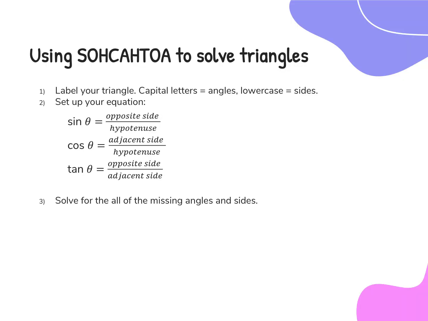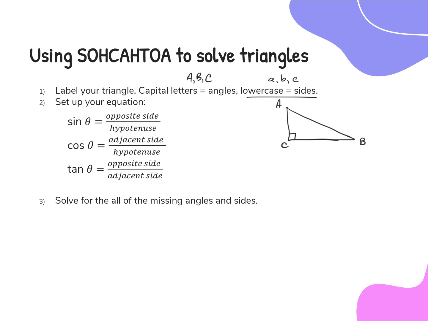So when we use SOHCAHTOA to solve triangles, what we want to do is label our triangle. Capital letters are our angles, so we might have, for example, angles A, B, and C, and then we use lowercase letters for the sides. So if I create a triangle here, I always label the right angle the C value, and I label my acute angles A and B. And then for the sides, I use little a, little b, and little c.